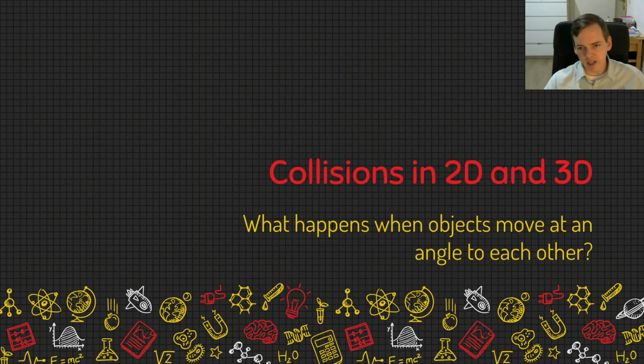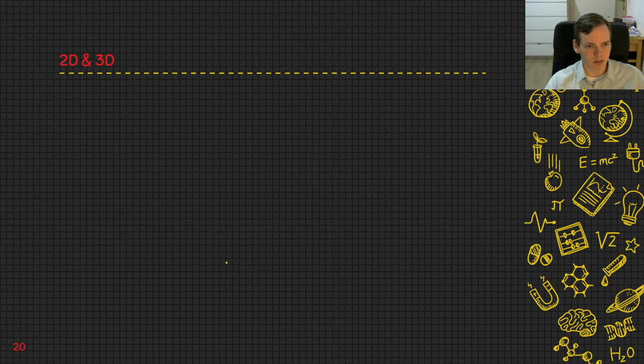This is a real quick video about collisions in 2D and 3D, so what happens when objects are moving at an angle to each other. We're not going to spend a whole lot on this in this class just because the math gets more complicated than it's worth doing for kind of intro level, and we can just talk about it in broad concepts instead.